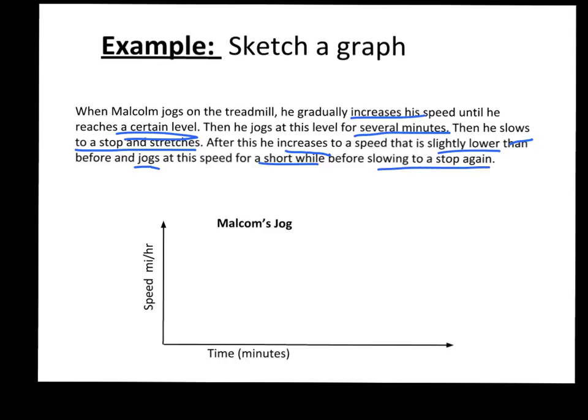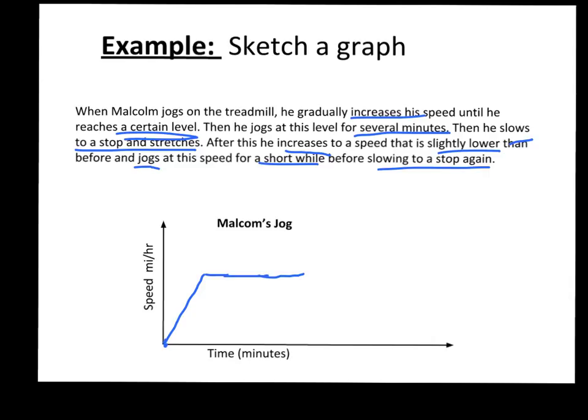So here we go. Your speed, okay? When you get on that treadmill, you're not moving at all, so speed of 0. Increases his speed until he reaches a certain level. So eventually he's going to stop increasing speed, and he's going to maintain that same speed for several minutes. Okay, so that's going to be a little while. Notice it's not just a point, it's a constant rate. He is moving, he is going 6 miles per hour or whatever it is, consistently for several minutes.